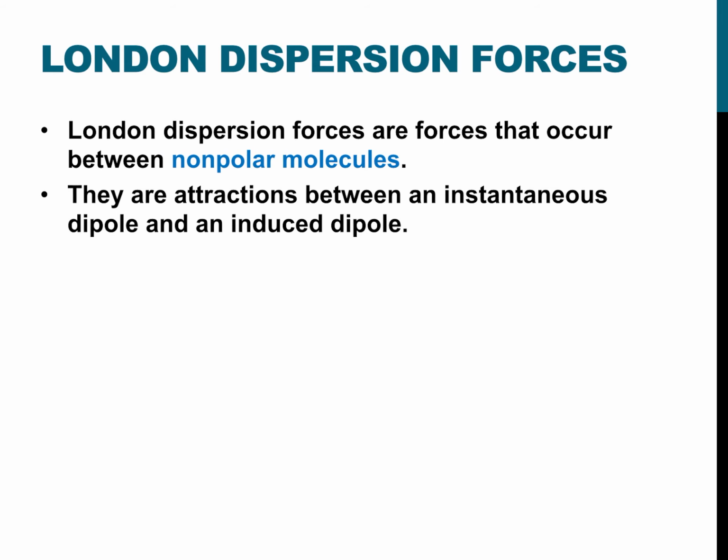So now that we've looked at what intermolecular forces do and how they affect different properties, now we're going to look at the different types of intermolecular forces. So the first one is London dispersion forces. And these forces occur in everything. They're the only force in nonpolar molecules, but they occur in polar or nonpolar molecules.